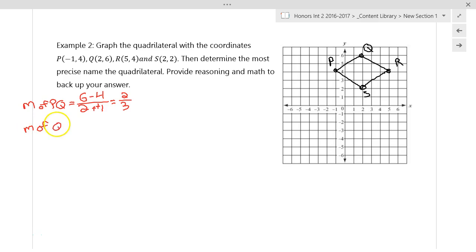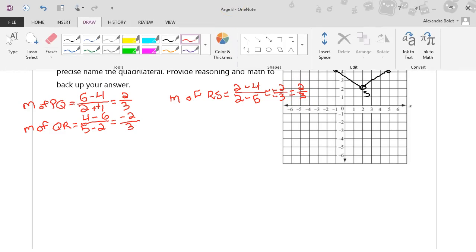So the slope of QR equals, again, 4 minus 6 over 5 minus 2. 4 minus 6 is negative 2. 5 minus 2 is 3. Next step, RS. The slope of RS, that's 2 minus 4 over 2 minus 5. Equals negative 2 over negative 3, which is the same as 2 over 3, right? A negative divided by a negative is a positive.